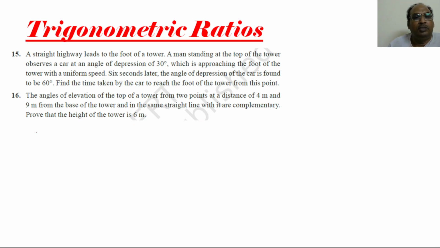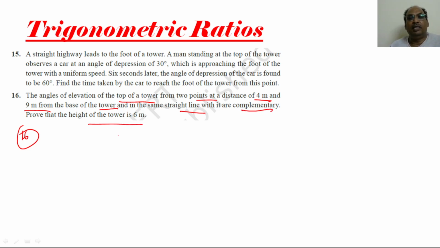Come to the last question, that is question number 16. The angles of elevation of the top of a tower from 2 points at a distance of 4 meter and 9 meter from the base of the tower and in the same straight line with it are complementary. Prove that the height of the tower is 6 meter.